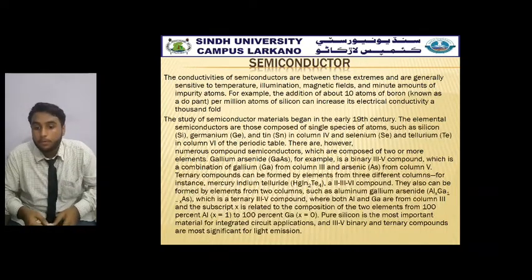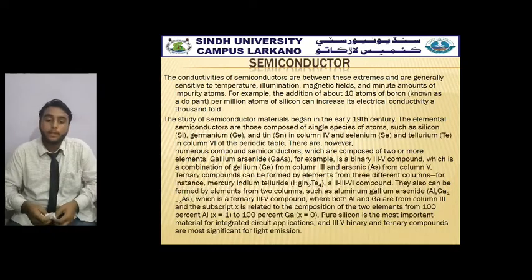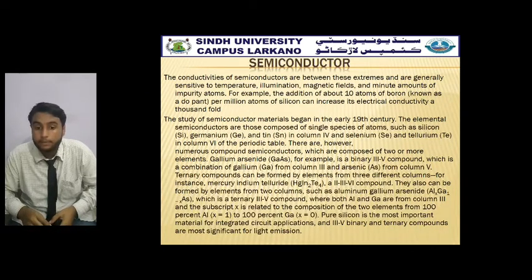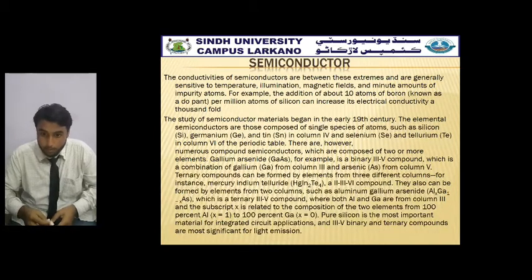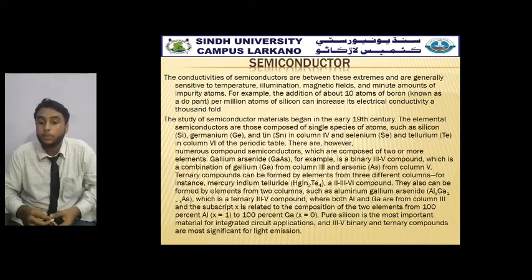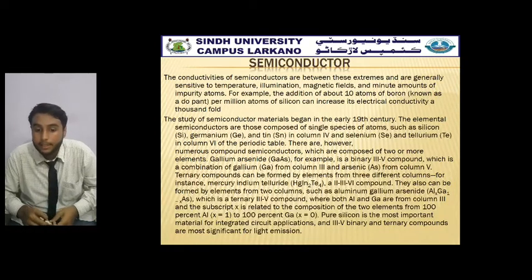Ternary compounds can be formed by elements from three different columns. For instance, mercury indium telluride is a II-III-VI compound. They also can be AlGaAs, which is a ternary III-V compound where both Al and Ga are from column 3, and the subscript is related to the combination of the elements from 10% Al, where x is equal to 1, to 10% Ga, where x is equal to 0. Silicon is the most important material for integrated circuit applications, and III-V binary and ternary compounds are the most significant for light emission.